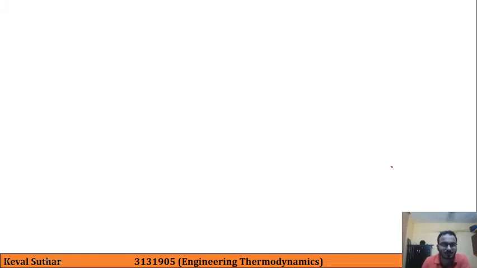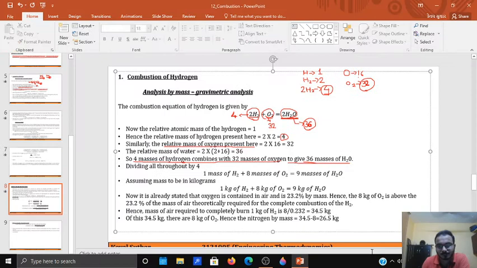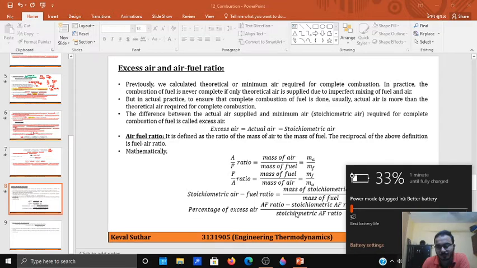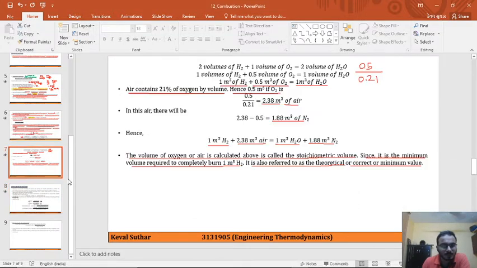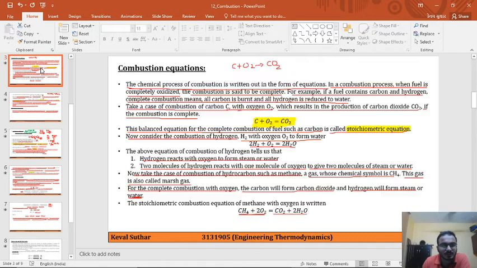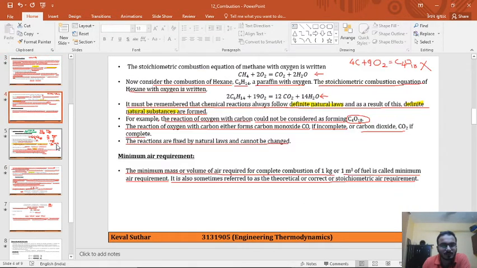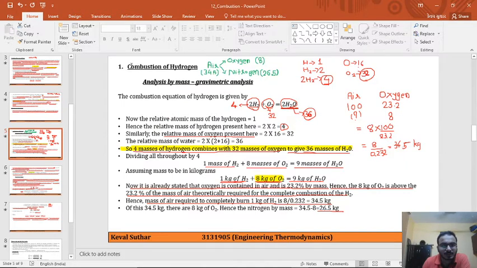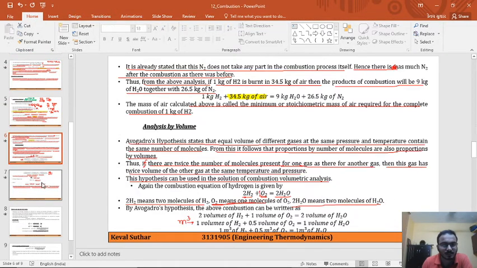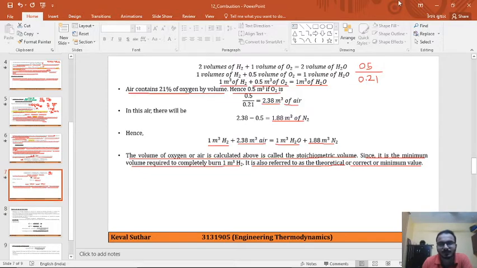So here, first what we have done is we have considered the example of hydrogen, that is combustion of hydrogen. Now we will take other fuels and we will do the same analysis by mass as well as by volume. So let's begin.